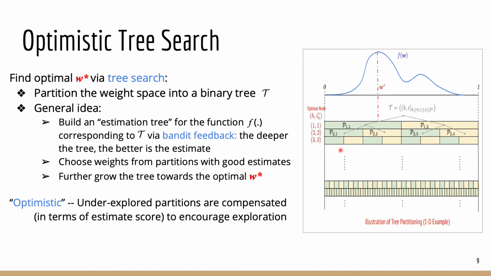And because more samples are collected from the partition with good feedback, the estimation tree is grown deeper from there and ideally towards the optimal solution. This approach assumes some proper smoothness on the function f, which is true in our setting, and it uses the fact that close arms induce similar feedback. That's why it's useful for a continuous set of arms. Here as a side note, being optimistic means underexplored partitions are compensated in terms of estimation score to encourage exploration.